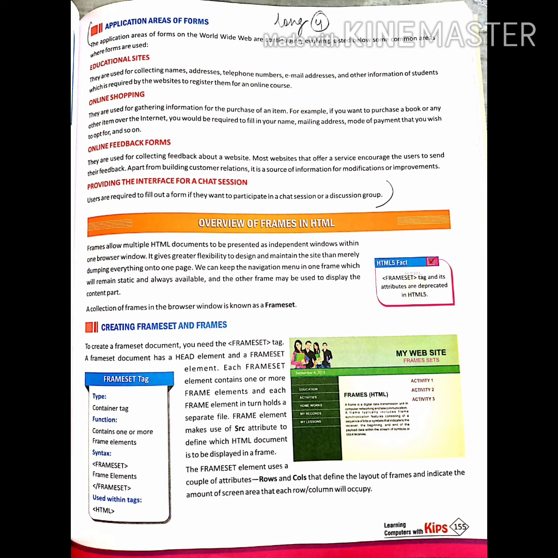The frameset element uses a couple of attributes, rows and columns, that define the layout of the frames and indicate the amount of screen area that each row or column will occupy. As you can see, there is a diagram given on page 155.